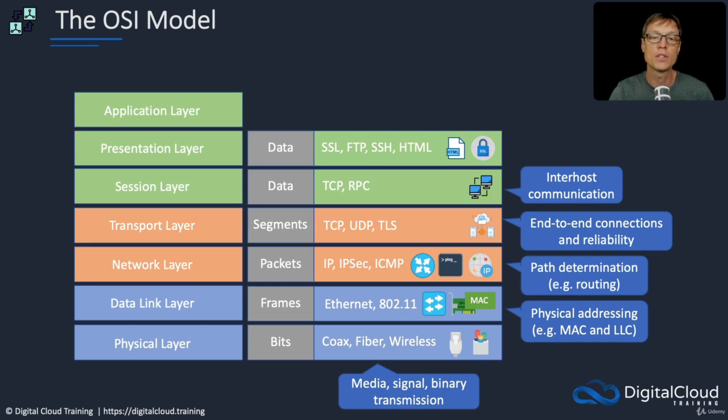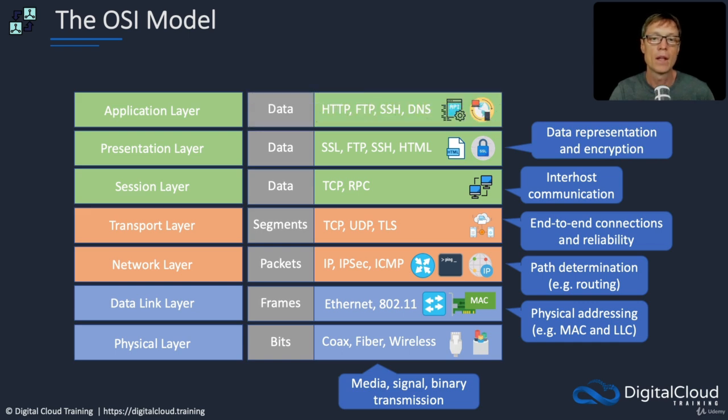Next, at the presentation layer, this is where we have things like Secure Socket Layer. We have FTP, SSH, and HTML. So here we're representing the data in some form, and we're potentially encrypting that data as well. And then finally, at layer 7, we have the networking services being delivered to the end user applications. So protocols like HTTP, FTP, SSH, and DNS. We can also have APIs running at this level as well. So those are the 7 layers of the OSI model.